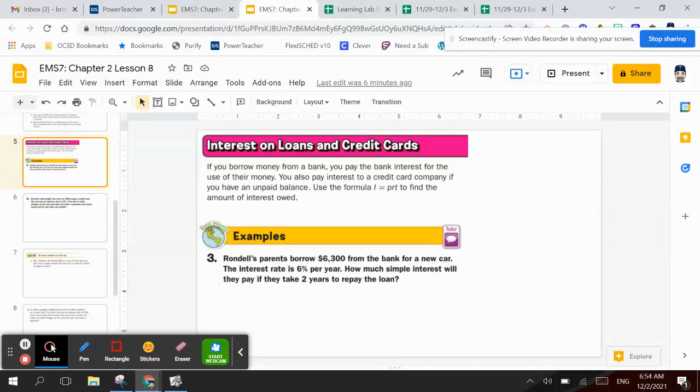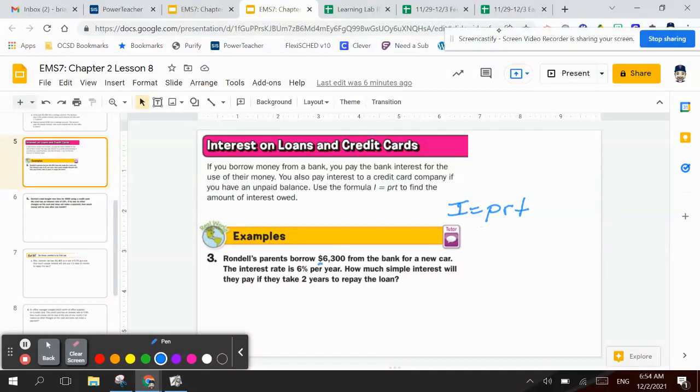So when I look at number 3, it says Rondell's parents borrow $6,300 from the bank for a new car. I wish a new car would only cost that much money. The interest rate is 6% per year. How much simple interest will they pay if they take 2 years to repay the loan? So again, we're looking at the same thing. Interest equals the principal times the rate times time.